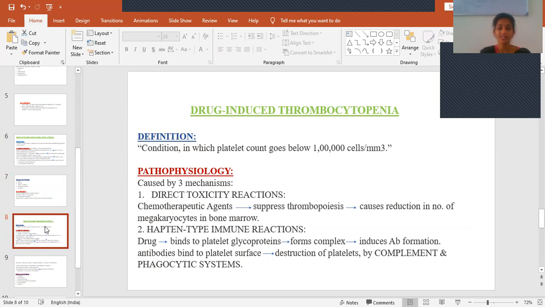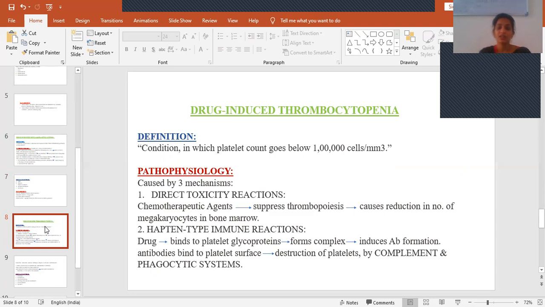Example, chemotherapeutic agents like any anti-cancer drugs will suppress thrombopoiesis. What do they do? They will suppress or inhibit the formation of new platelets. So as thrombopoiesis is suppressed, there will not be proper production of platelets, and this causes a reduction in the number of megakaryocytes in bone marrow. That means production of platelets from the bone marrow will not take place properly.